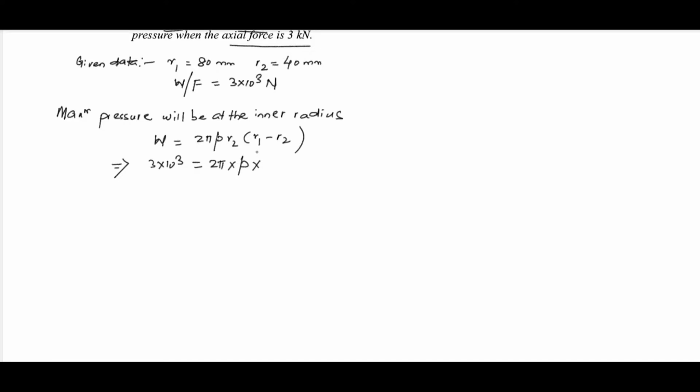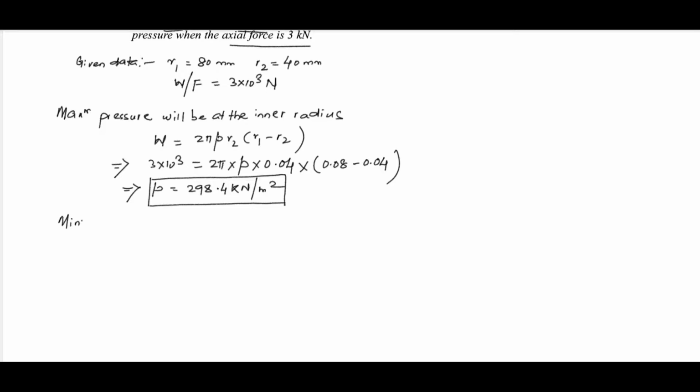R2 is given 0.04 in meter I am expressing. R1 is 0.08 minus 0.04. So when you solve this, you will find P as your 298.4 kilonewton per meter square. Okay, this is the maximum pressure.